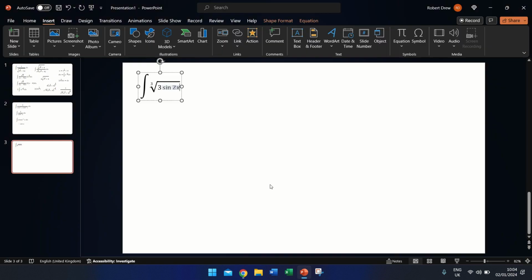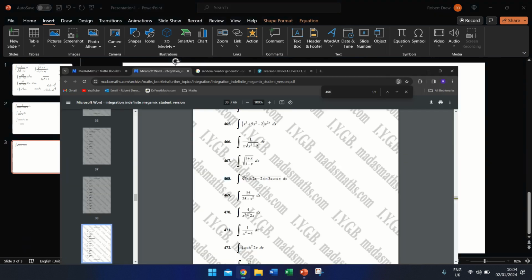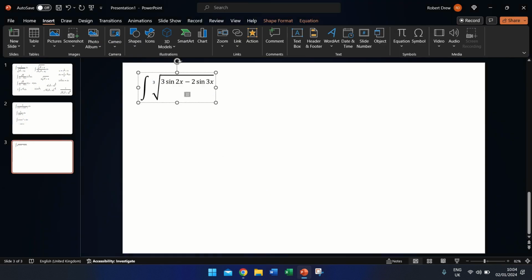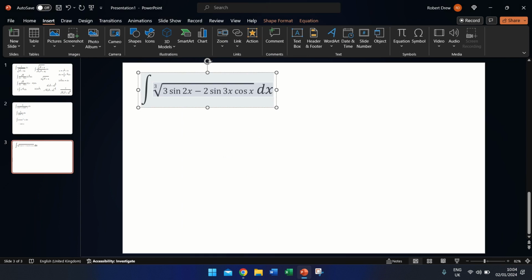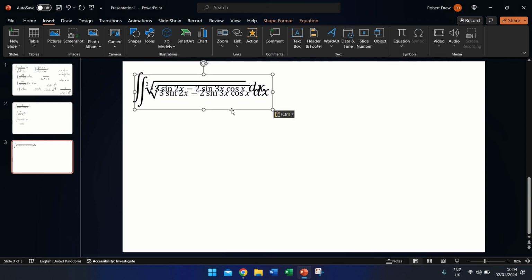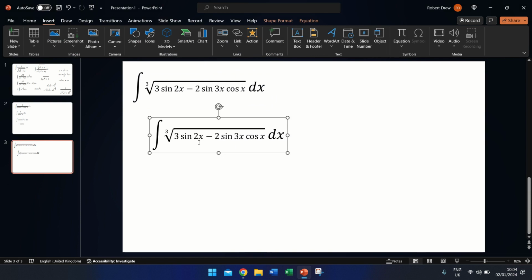3 sine 2x minus 2 sine 3x, I think, is what that said. Okay, cos x. What on earth are you doing, PowerPoint? Okay. I don't think I'm going to be able to do any better than that without changing some settings that I can't always change. Let's just leave it. Okay, what is going on here? I have no idea.